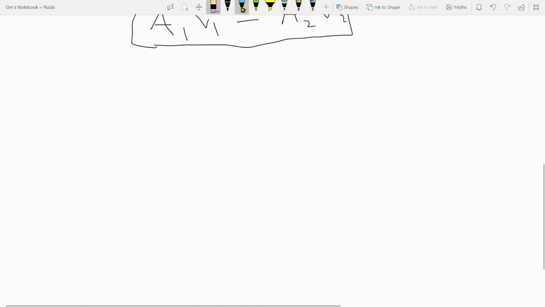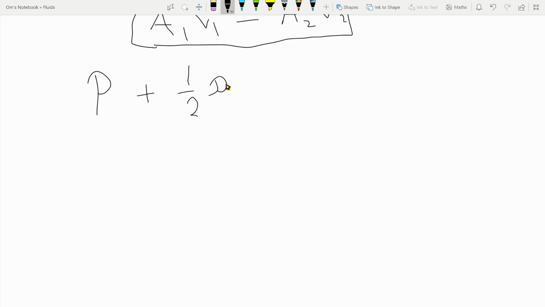It states that the sum of the pressure exerted by a fluid in all directions plus the kinetic energy per unit volume. So kinetic energy would be half mv square, but since this is per unit volume, I'm actually going to write this as half rho v square, where rho is the density and that is equal to mass by volume, right? So P plus half rho v square plus rho g h is a constant.